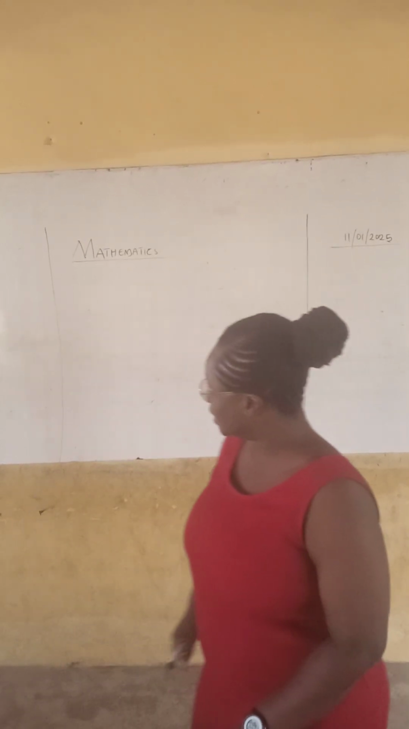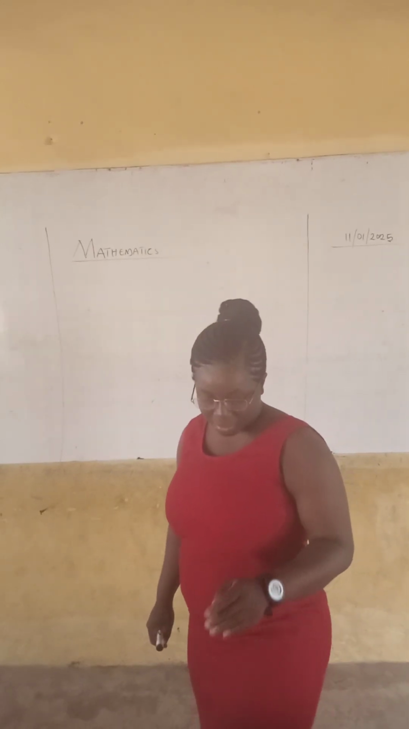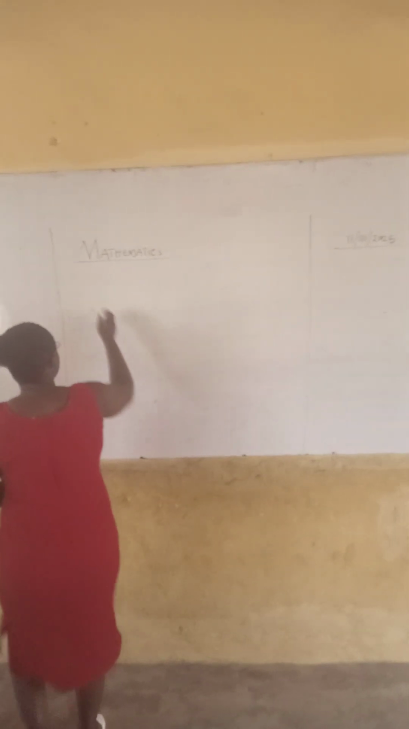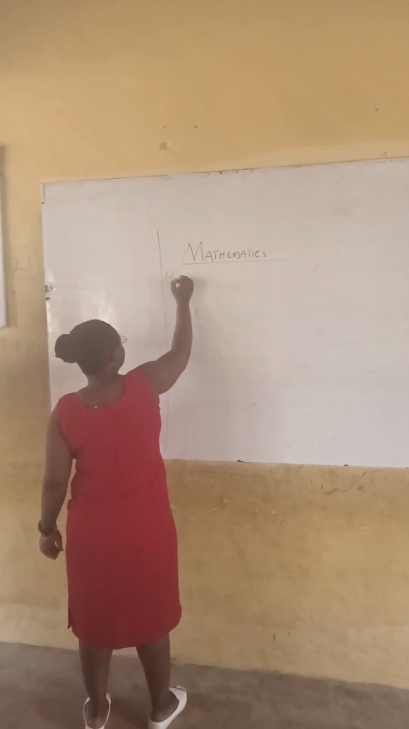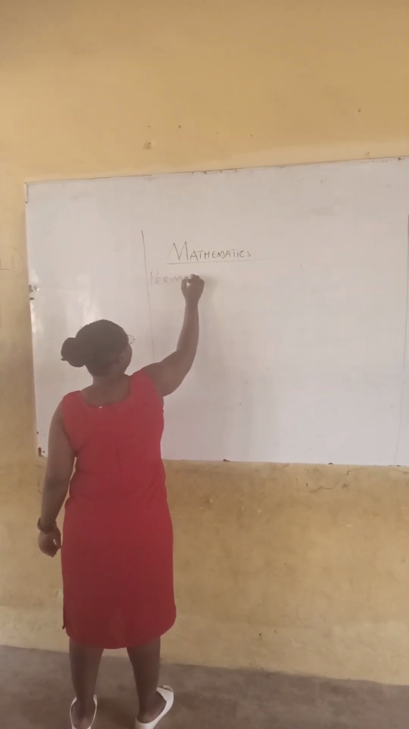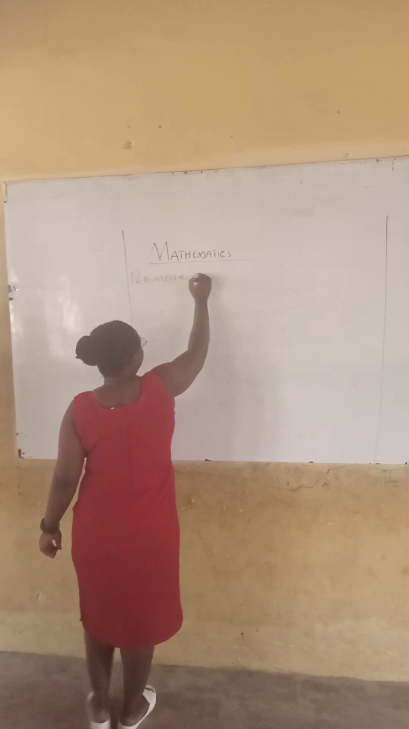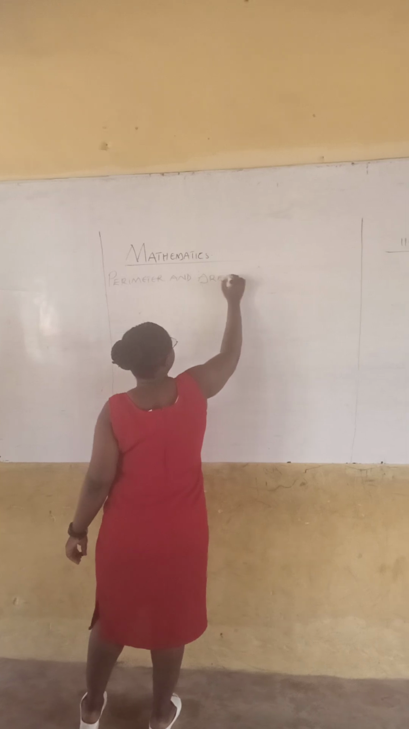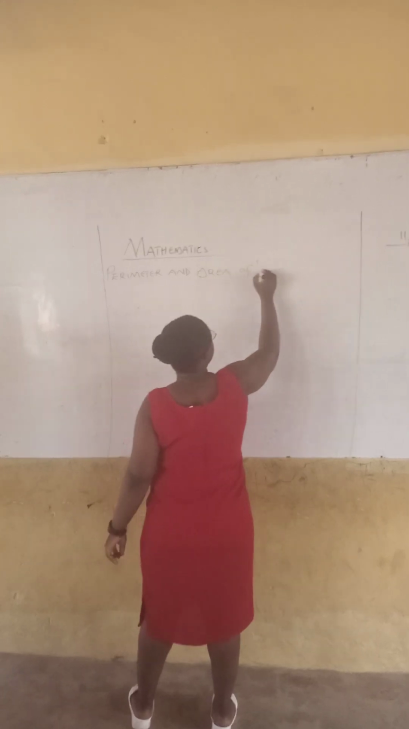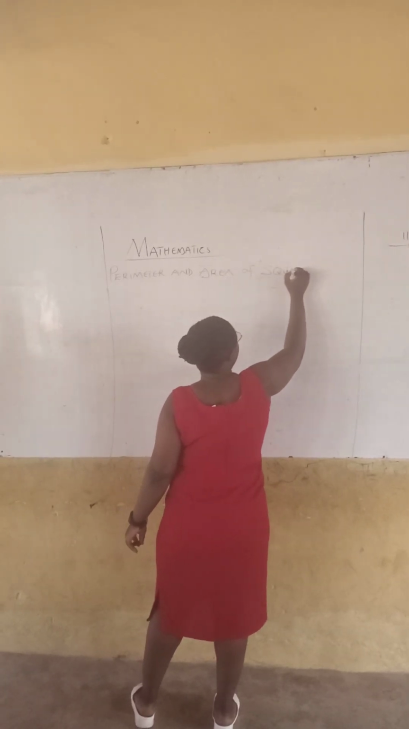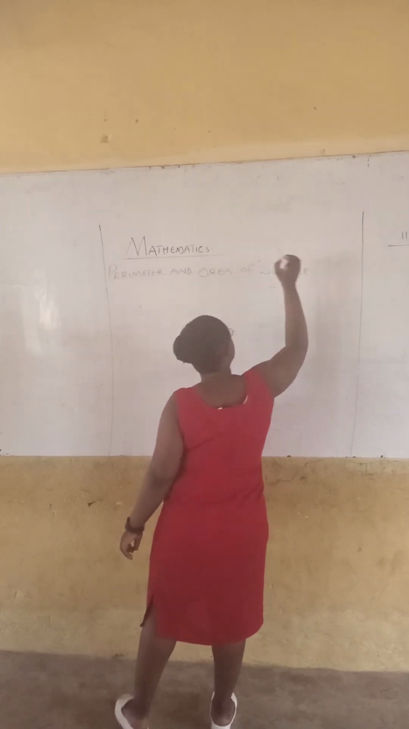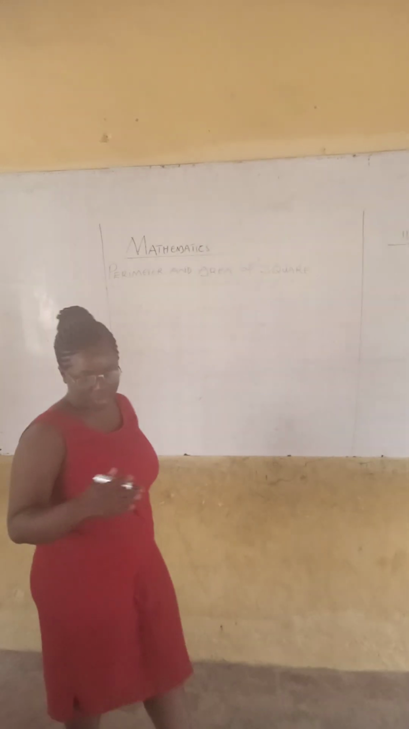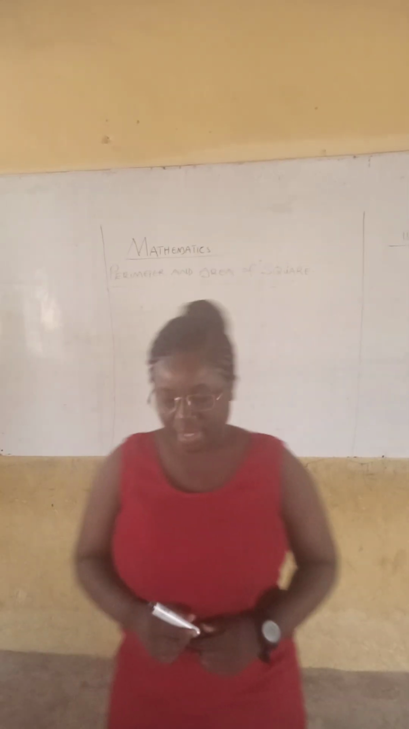And today we are on perimeter and area of a square. Perimeter and area of a square.